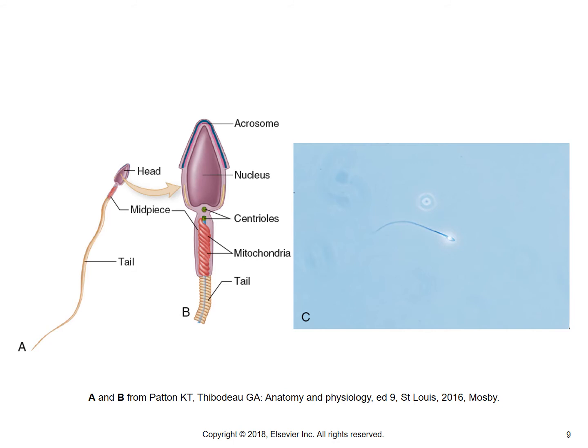When a basic morphology is performed, each sperm is identified simply as normal or abnormal, with the percent of normal forms being reported. Now, in image C, you see a spermatozoon under a phase contrast microscope where the head is kind of illuminated, where the nucleus lies.